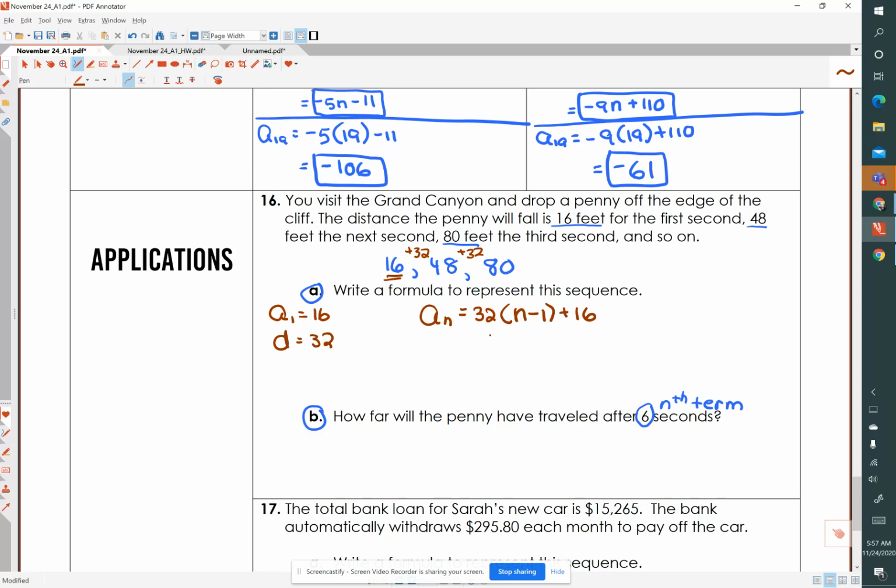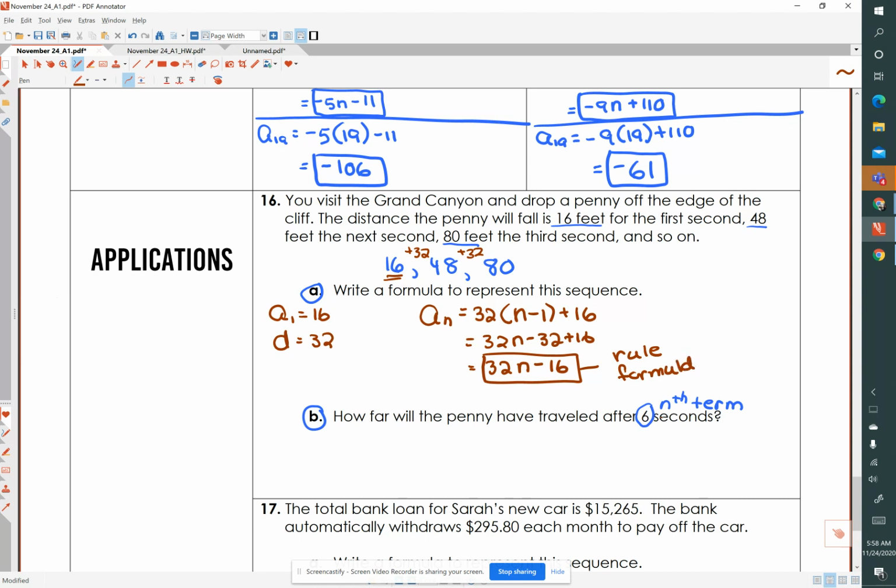Let's distribute and then combine like terms. So 32n minus 32 plus 16. Now we'll combine like terms. 32n minus 16. And that's our rule, or our formula. We can call that the rule. We can also call that a formula.